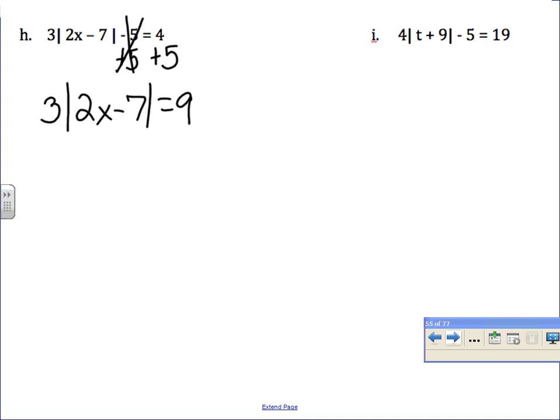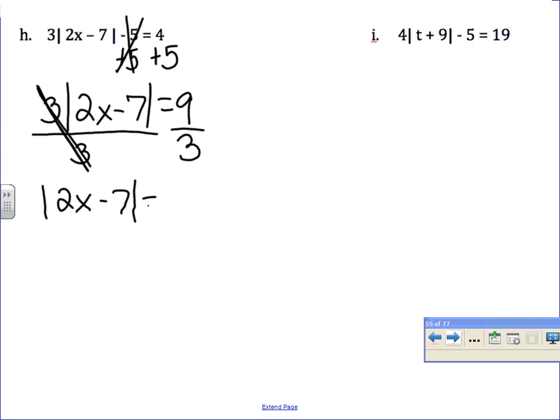How do you get rid of that? Now, I wish we were in class and I could ask you, but that 3 in front, you do not distribute. The absolute value notation, do not treat like parentheses. You have to get rid of that 3, but you don't distribute. So to get rid of the 3, we divide both sides by 3. This 3 goes away because 3 divided by 3 is 1. So we're left with the absolute value of 2x minus 7 is equal to 3.